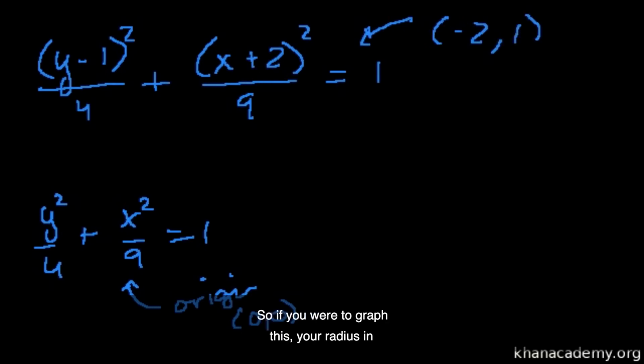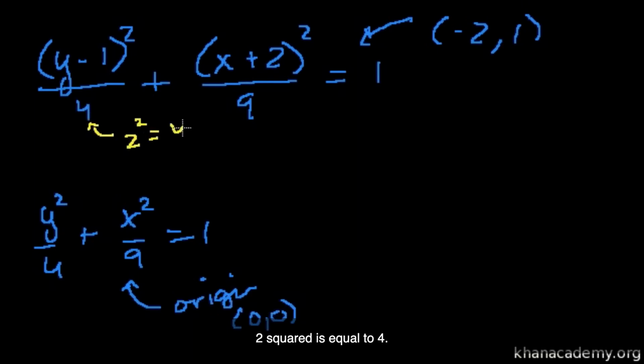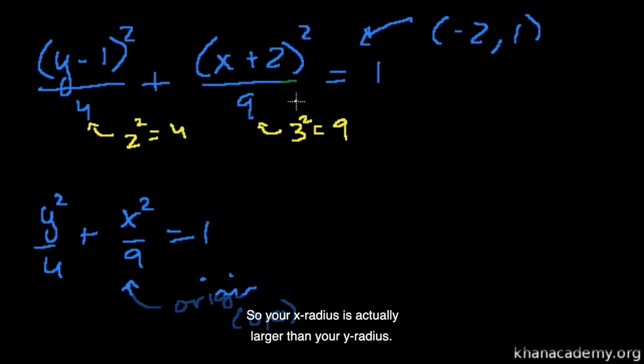So if you were to graph this, your radius in your y direction is 2, right? 2 squared is equal to 4. Your radius in your x direction is 3. 3 squared is equal to 9. So let's see. So your x radius is actually larger than your y radius. It's going to be a little bit of a fat ellipse. Actually, let me draw the axes first.